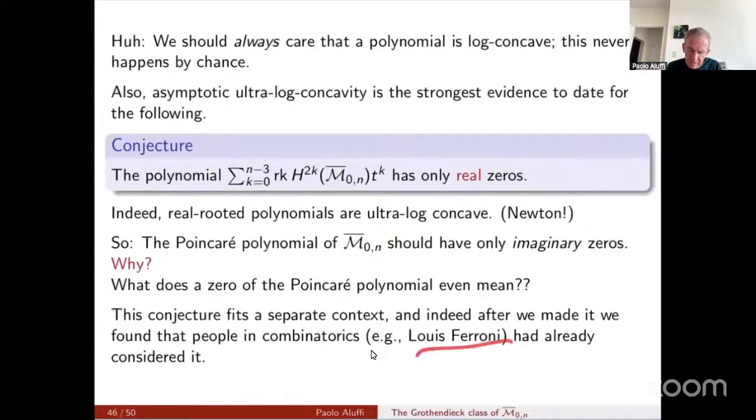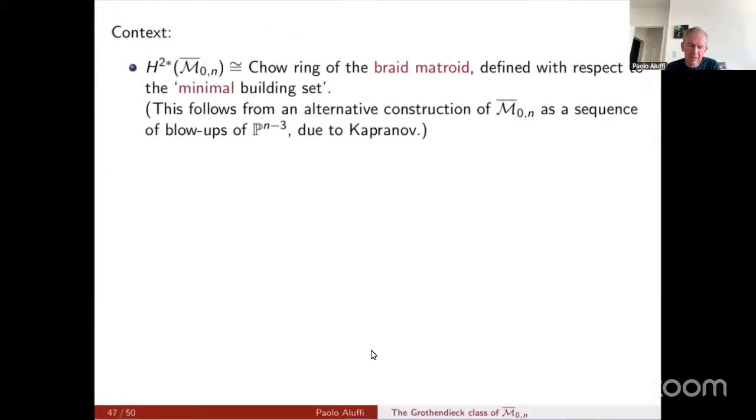Indeed, Luis Ferroni had come up with the same conjecture. The context is something that has to do with matroids, the popular subject these days. It turns out that this polynomial we're talking about is the Chow ring of the braid matroid. Defining Chow rings of matroids requires a different talk, but it's part of the general idea that you should be able to do in combinatorics things you do in geometry, and you have the Chow ring of algebraic varieties. Well, there's an analog of the Chow ring for matroids. And the fine print is that this is with respect to the minimal building set.